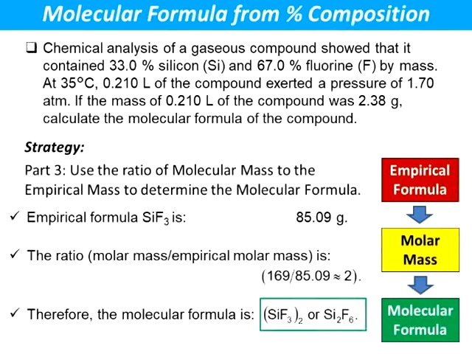To determine the molecular formula, Part 3, use the ratio of the molar mass to the empirical mass to determine the molecular formula. We note that the empirical formula, SiF3, has an empirical mass of 85.09 grams. We take that ratio of the molar mass, which we've already obtained, of approximately 169 grams, divided by the 85.0 grams, and we get a value of 2 as the ratio of the molar mass to empirical mass, which means now we will multiply our empirical formula times the value of 2, and we obtain SiF3 times 2, which is Si2F6 as the molecular formula.